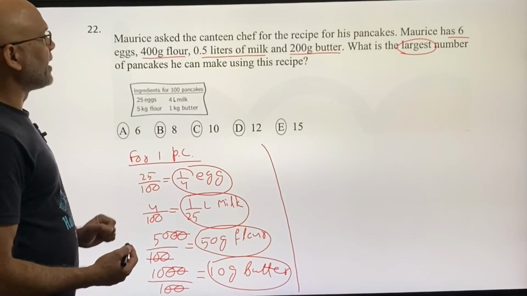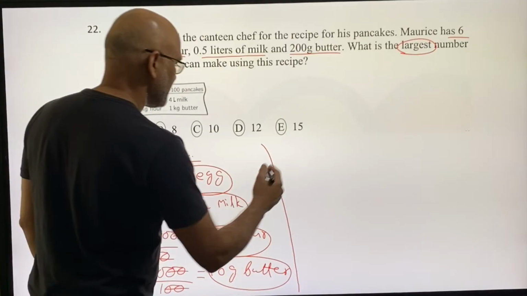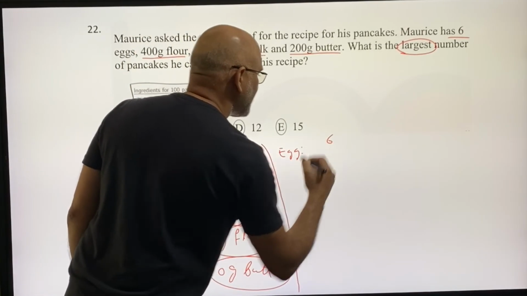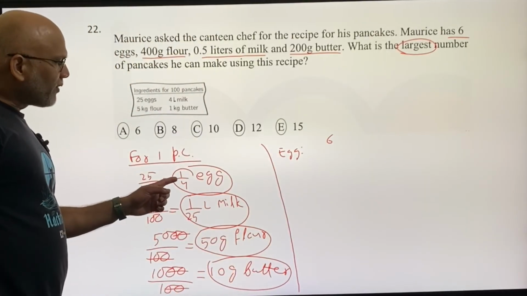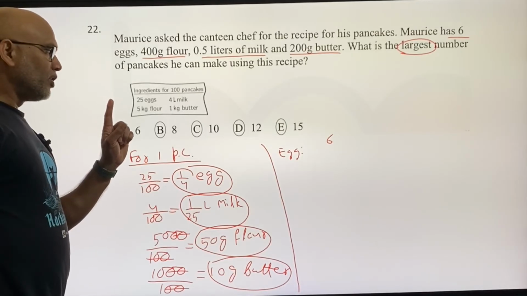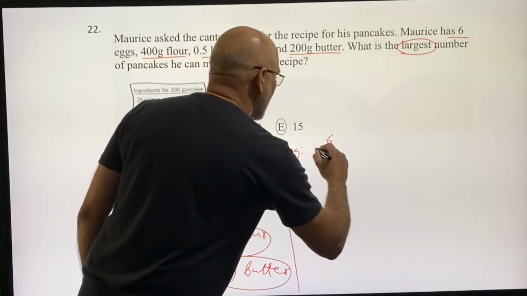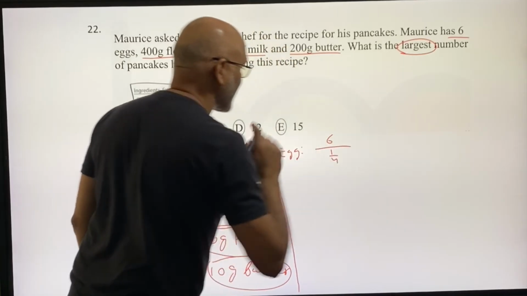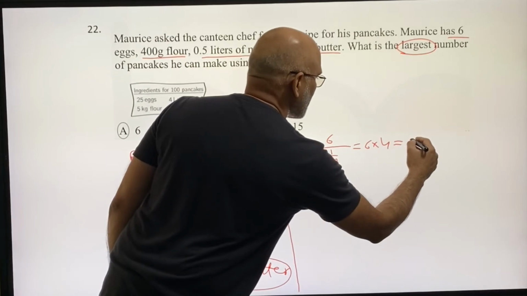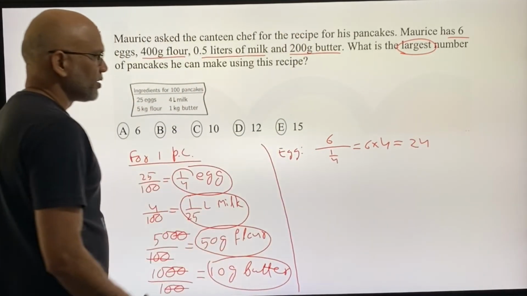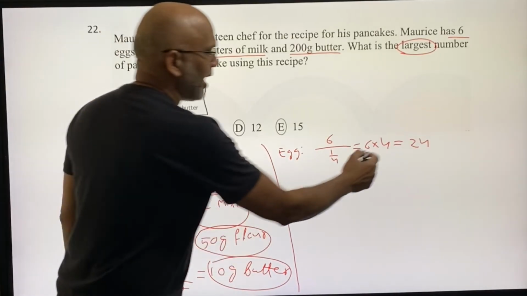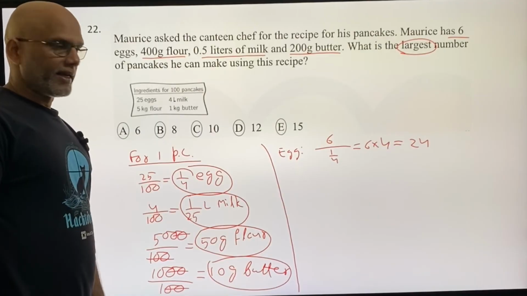So let me start with egg. I have 6 eggs, right? I need 1/4 of an egg for one pancake, right? So with 6, I can make 6 divided by 1/4 pancakes, right? So this is going to be 6 times 4 is equal to 24 pancakes. So with the egg, I could make 24 pancakes.